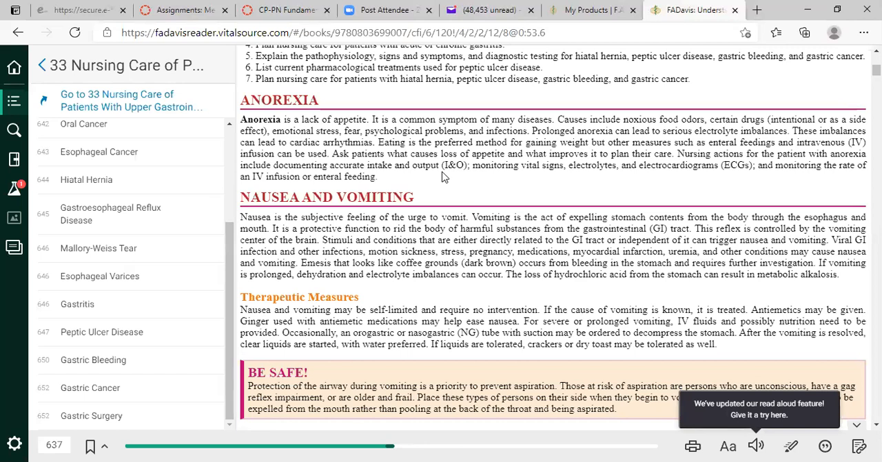And then it talks about nausea and vomiting. When your patients are experiencing nausea and vomiting, we want to try to figure out, are there any triggers? Is this something that's triggering this? What are the triggers? What is the cause? That type of thing. And if pharmacological intervention is needed, you want to administer whatever medication is ordered to prevent the nausea and to prevent the vomiting.